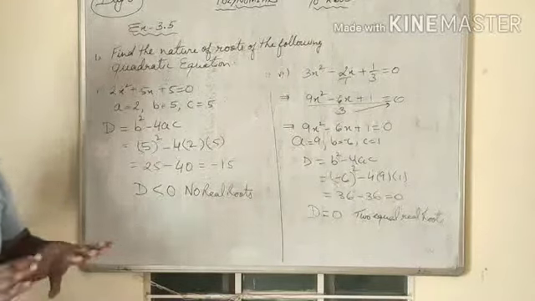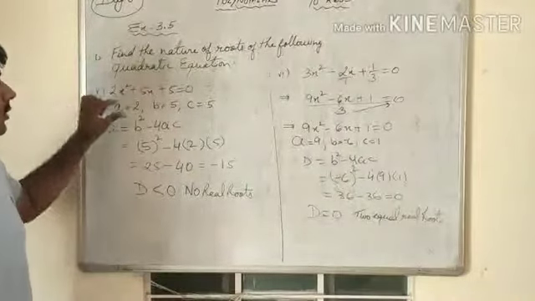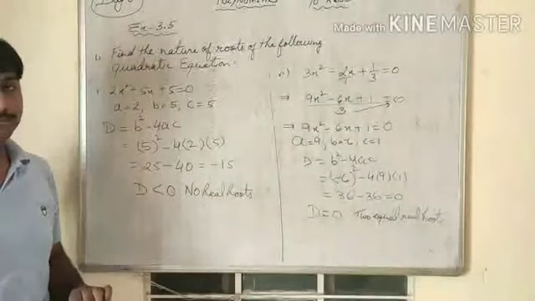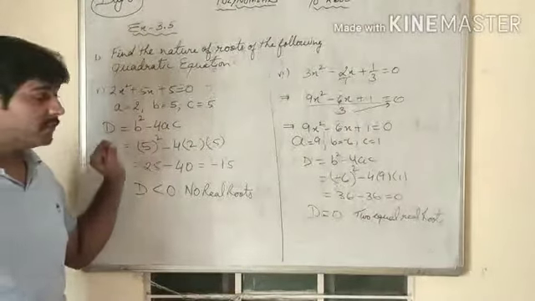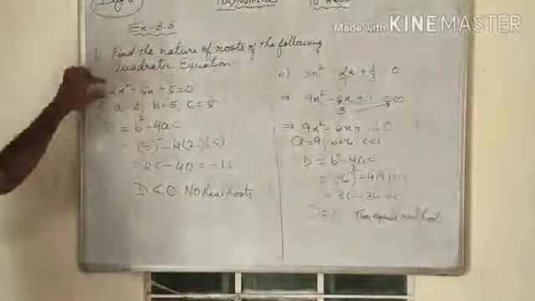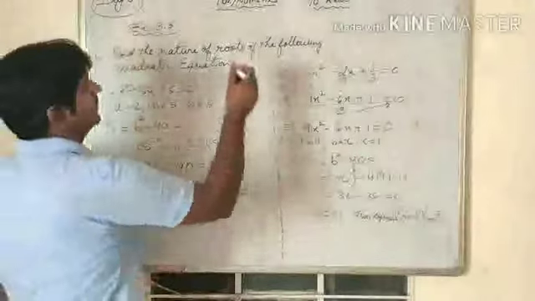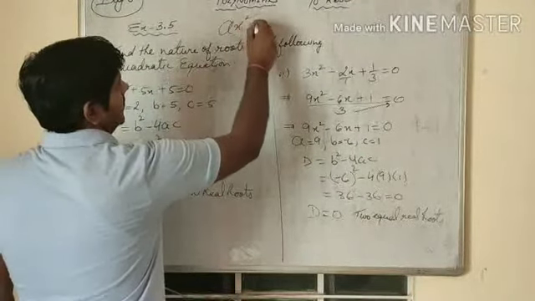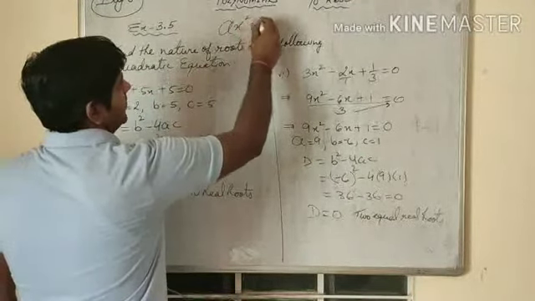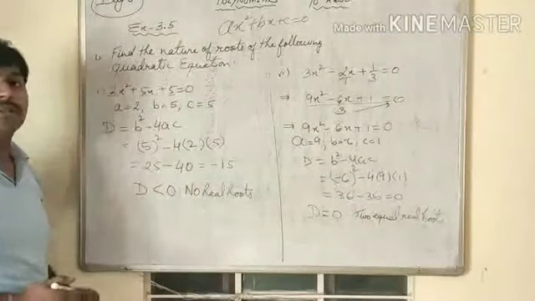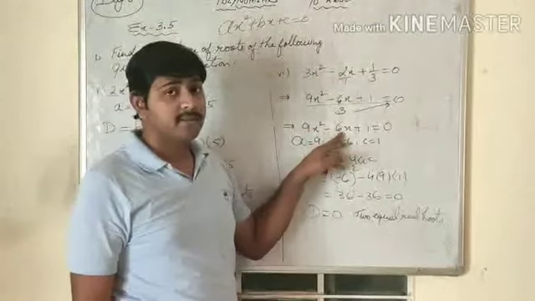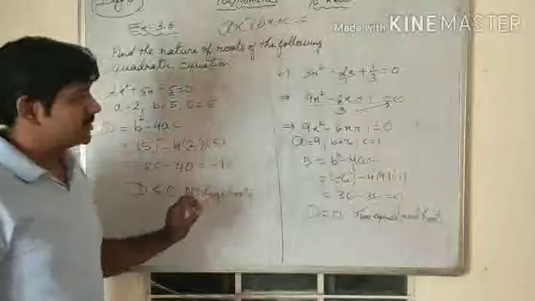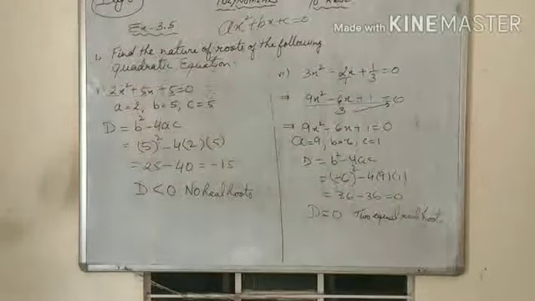I'll repeat, in the whole question we only found the nature of roots. We only have to observe the discriminant, that is b square minus 4ac, and we have to recognize by standard form, that is ax square plus bx plus c equals to 0. So a is 2, b is 5 and c is 5. That is the process to find. Similarly, here a is 9, b is minus 6 and c is 1. This much is the process. Just do it, then we will continue our class.